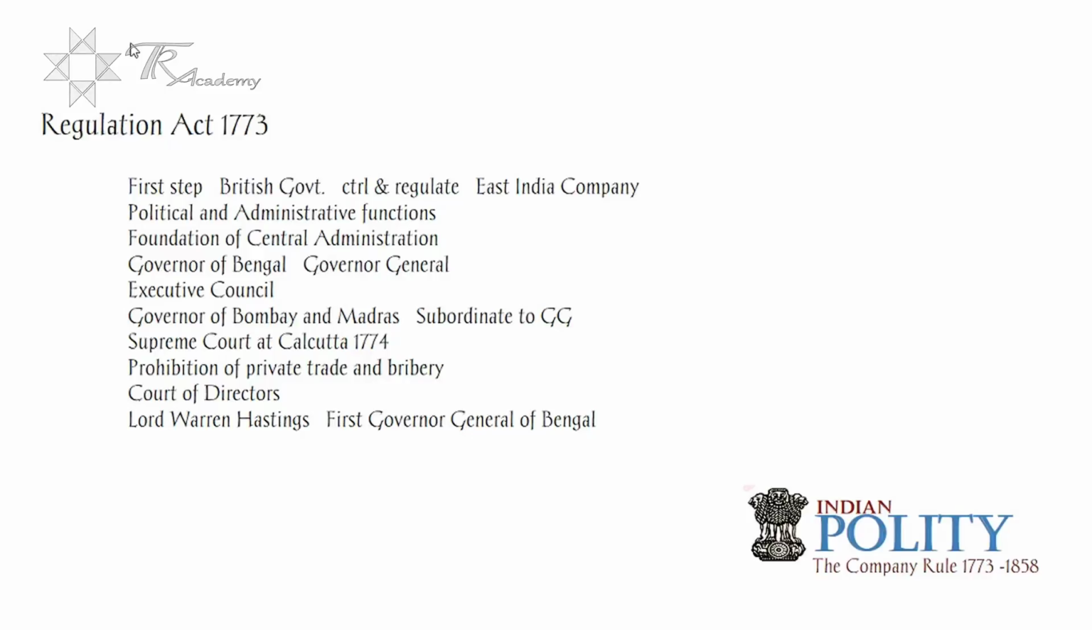The Governors of Bombay and Madras presidencies became subordinate to the Governor General of Bengal, before which all 3 presidencies were independent. This act provided the establishment of the Supreme Court at Calcutta in 1774, comprising 1 Chief Justice and 3 judges. This act prohibited the servants of the company from involving in any private trade or taking bribes from the natives. This act formed the Court of Directors to report on the company's revenue, civil and military affairs in India to the British government. Lord Warren Hastings was the first Governor General of Bengal.